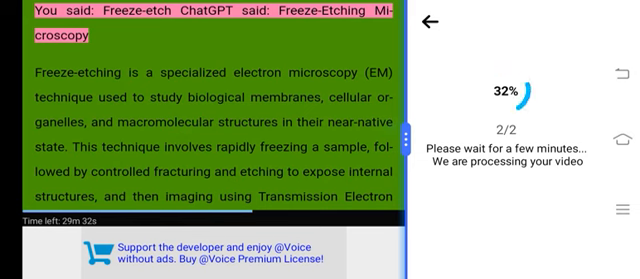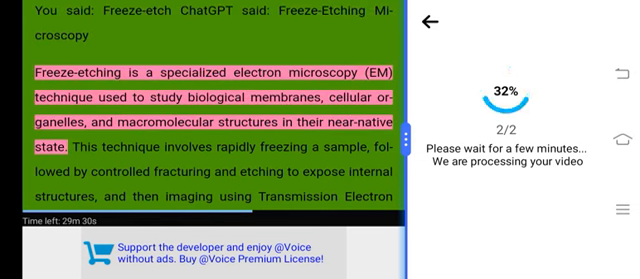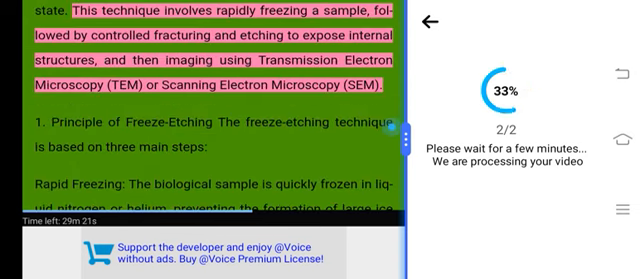Freeze etch. ChatGPT said, freeze etching microscopy. Freeze etching is a specialized electron microscopy (EM) technique used to study biological membranes, cellular organelles, and macromolecular structures in their near-native state. This technique involves rapidly freezing a sample, followed by controlled fracturing and etching to expose internal structures, and then imaging using transmission electron microscopy (TEM) or scanning electron microscopy (SEM).